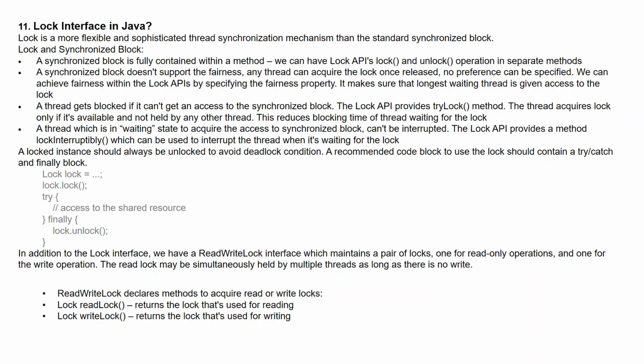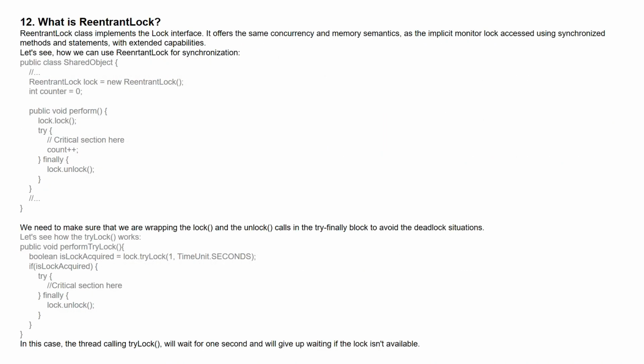ReadWriteLock declares methods to acquire read or write locks. Lock readLock returns the lock that's used for reading. Lock writeLock returns the lock that's used for writing. 12. What is ReentrantLock?